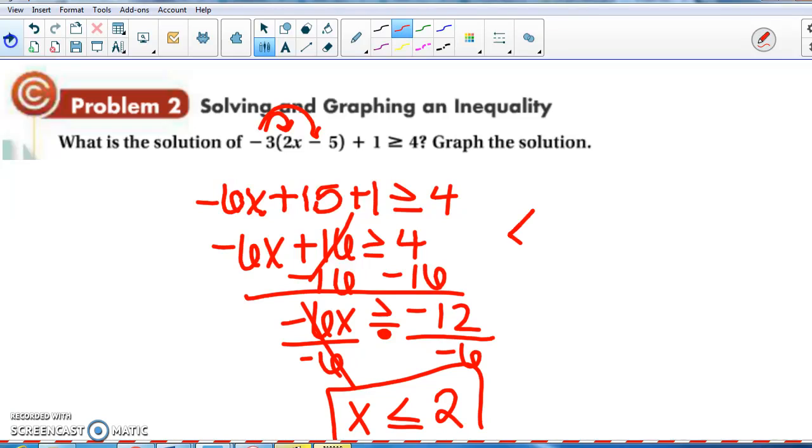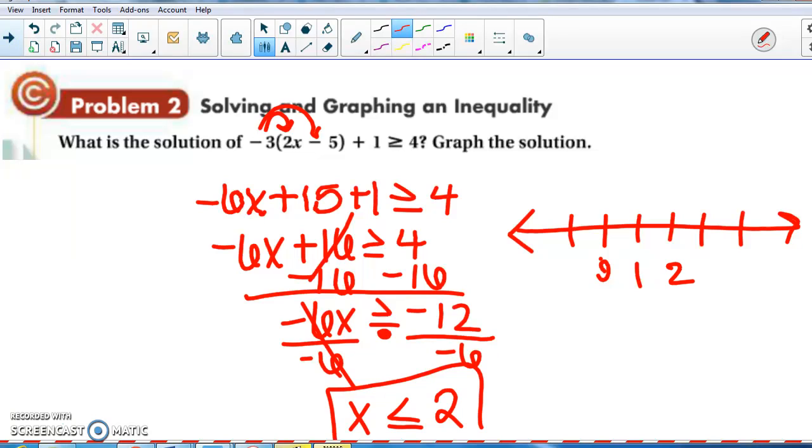To graph that, I have a number line, 0, 1, 2. On 2, I am going to put a closed circle, and the values less than or equal to 2 are the values to the left.